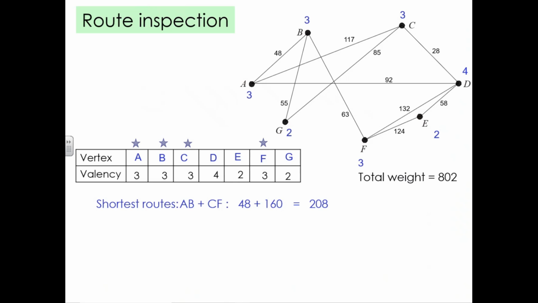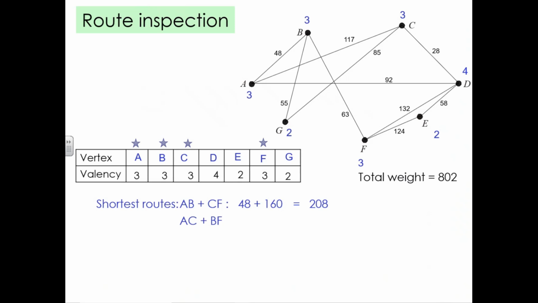Everybody okay with what we've done so far? Now we'll consider the next pairing. So next combination we're going to do is AC and BF. So we're going to do the same thing for this one and try to find which is the shortest total out of these.